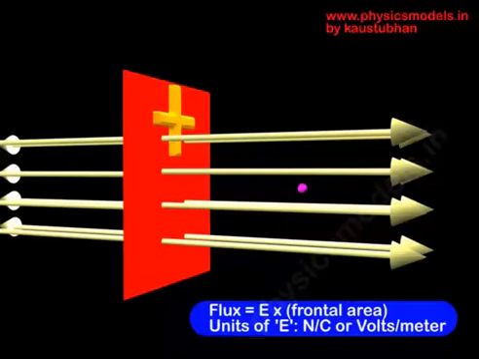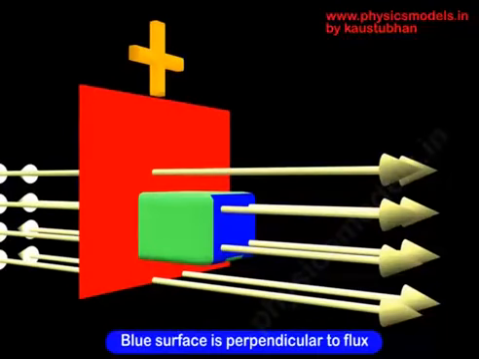The electric field strength E is something like a pressure. So if you multiply E into the frontal area that's in front of that arrow, you will get the flux. So that's the connection there between flux and E. When you put a closed surface, here it's a kind of green colored block, you have an area at the end which is in blue color. That's the frontal area, and that frontal area is perpendicular to the direction of the flux lines.